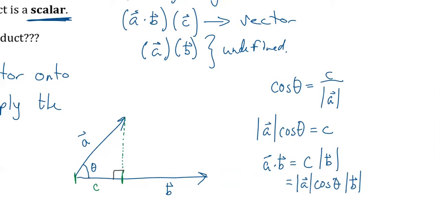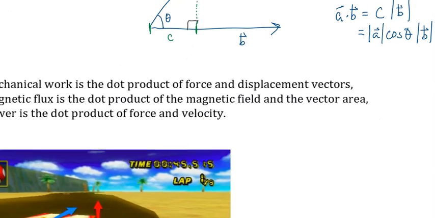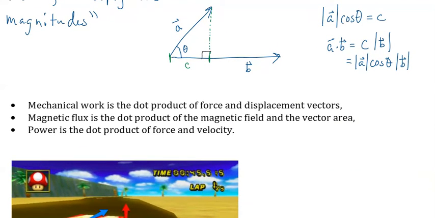Mechanical work is the dot product of force and displacement vectors. So there's one good one. Or magnetic flux is the dot product of the magnetic field and the vector area. And power is the dot product of force and velocity. So three useful examples. Does that help clarify things? I mean, you understand some of those words, don't you? You've seen them in physics class?